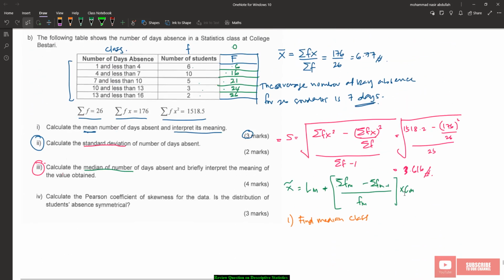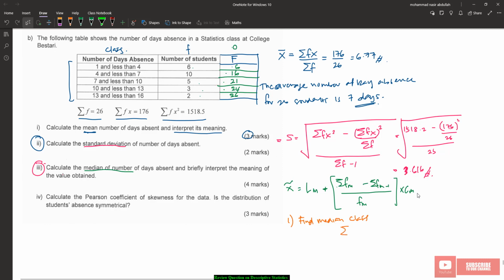So this is how we find the position of the median. So summation of f divided by 2 is equal to 26 over 2, equal to how much? 13, right? So to find the median class, we need to find the value of 13 or next greater than 13 at cumulative frequency. So we need to find 13 or the value next greater than 13 at cumulative frequency.